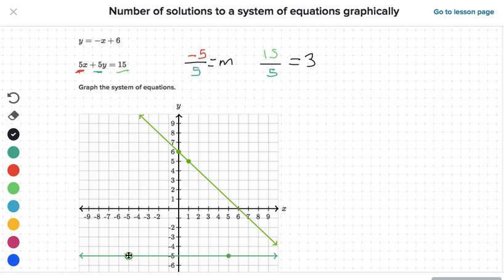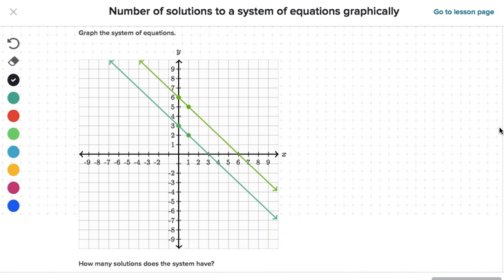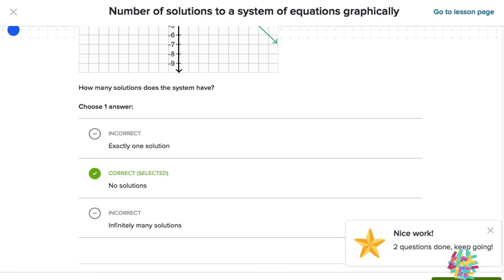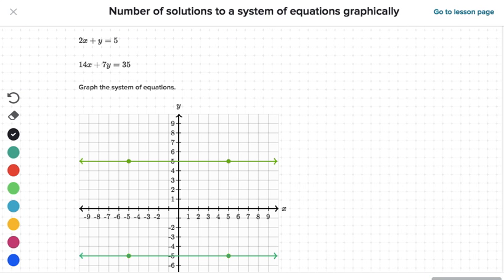So we can see here, again, we've got parallel lines, different y-intercepts, and a slope of, of course, -1, so the same slope, just different y-intercepts. So this is another zero solution. Hopefully, as we go along, you're getting the hang of this, and we'll be able to move on from here.